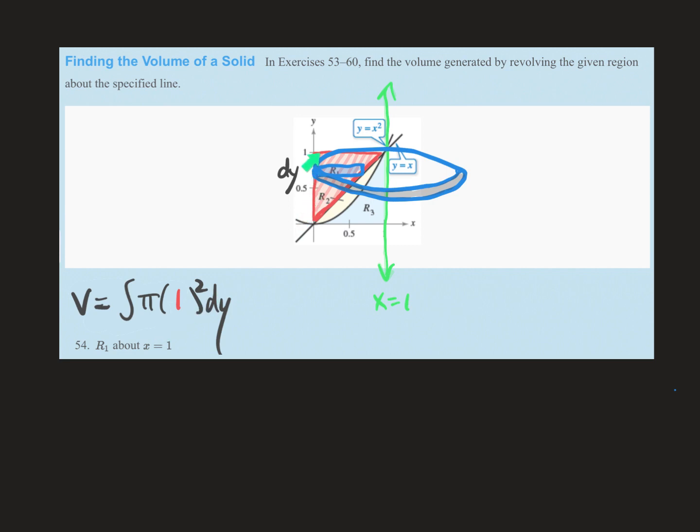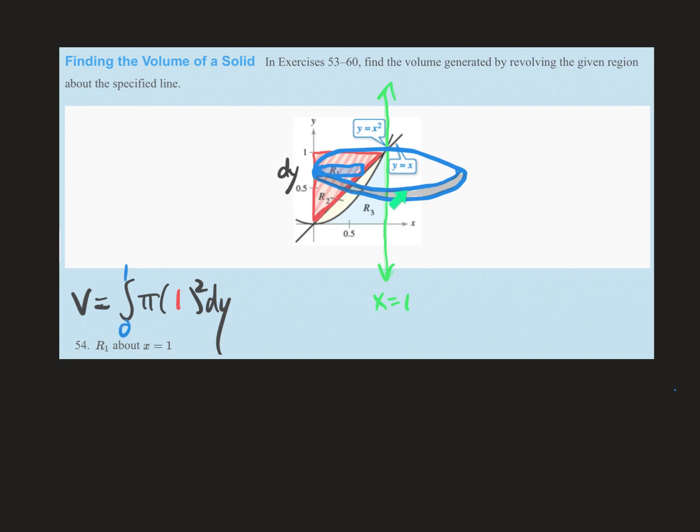No matter which part of our red region we draw a representative rectangle in, for example, if we drew a rectangle down here, that disk that goes to the outside always has a radius of 1, from x equals 1 to x equals 0. So that will be the volume of our disk. We'll accumulate that. We have y values going from 0 up to 1.